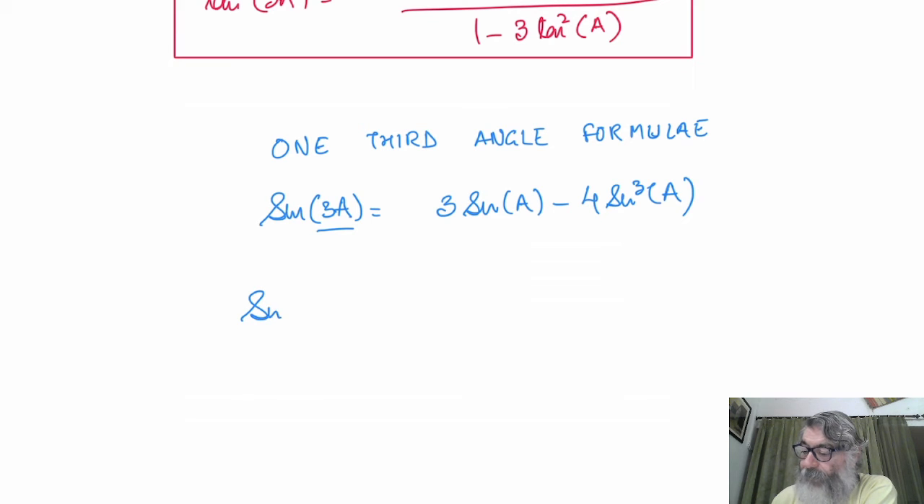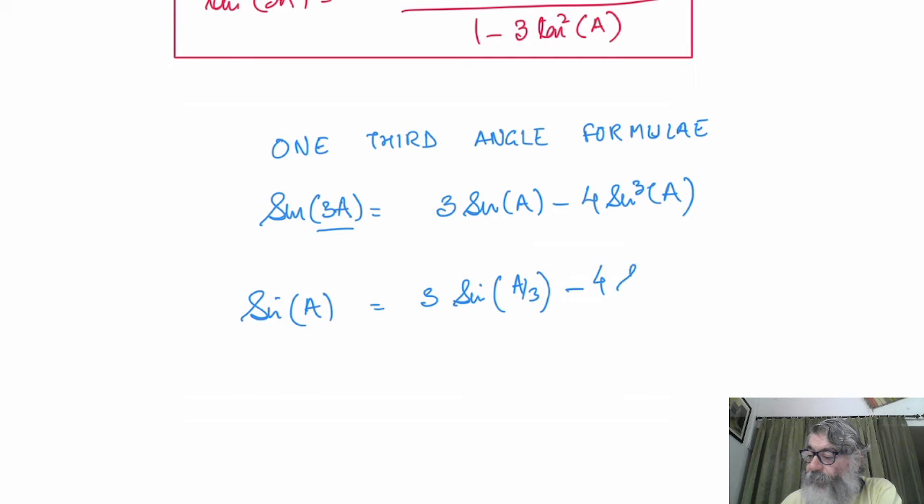So I'll write sin A. If it was 3A here, the angle had become A. If on the left hand side the taken angle was 3A, on the right hand side we got 1/3 of the angle. So if we are taking sin A, obviously it will become 3 sin A by 3 minus 4 sin cube A by 3. It will become 1 upon 3, because sin 3A was there, then 3 sin A had become.